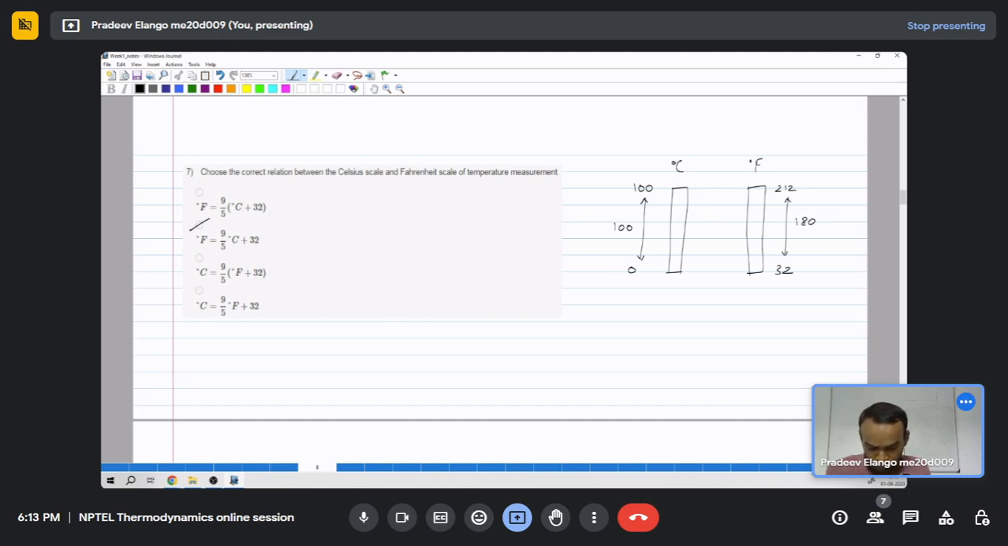So maybe if you put 212, you have 100 degrees Celsius and you want to find in Fahrenheit scale. So then you will multiply by 9 by 5 into 100 plus 32. Then you have 20. So 20 into 9 is 180 plus 32. So it is 212.